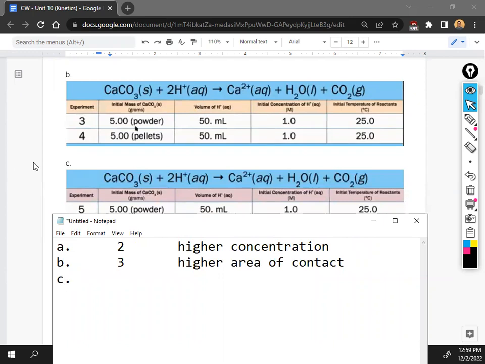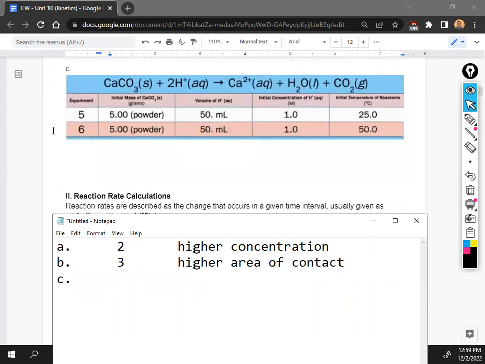Okay, and then last one for C, 5 or 6? 6. Why is 6 faster? Yeah, higher temperature. That's it. So why does a higher temperature make it faster? Higher temperature speeds up the reactions because the molecules are moving faster. And so if something is moving faster, it has a higher chance of making contact more frequently, and it also has more force. And so it can basically force the other reactants to react with it.